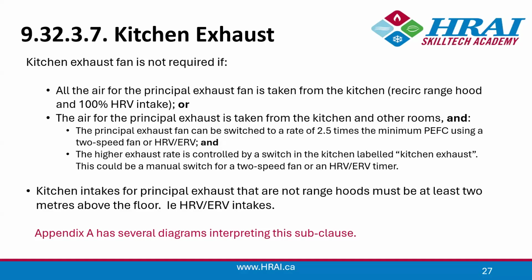Hopefully that makes sense. Basically, it's saying that if you're going to incorporate your HRV exhaust from the kitchen, pulling from the kitchen and bringing it through the HRV, then you need to have 2.5 times the capability of your principal exhaust fan. So your 60 CFM times 2.5 is 160. Well, 64 would be 160, 60 is 150. So somewhere in there is your requirement for your 2-speed HRV.